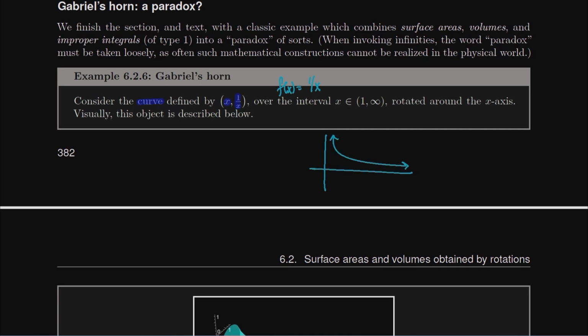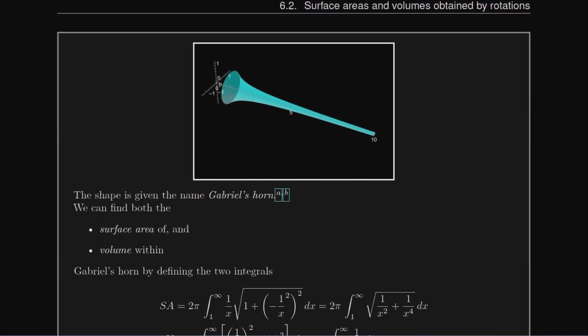It's got these lovely vertical and horizontal asymptotes, and we're going to consider it over the interval 1 to infinity, so there's my 1, and then we're going to go out here to infinity. We're going to rotate it around the x-axis, and so we've got this sort of shape. Kind of looks like a black hole singularity or something on its side. We're going to ask questions about the surface area and the volume of this shape.